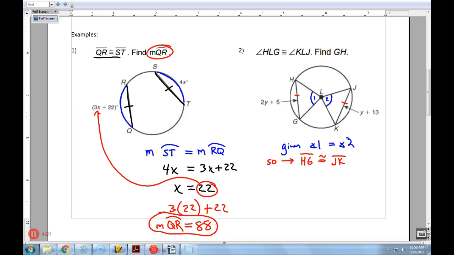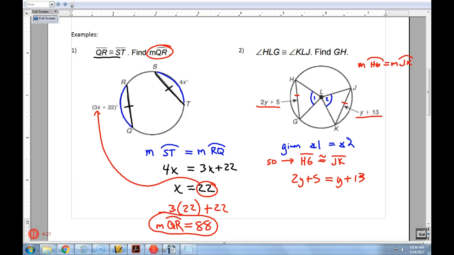And then I don't really need it, but I also know that the measure of arc HG is also equal to the measure of arc JK. That doesn't come up in this problem, but we're actually concerned about the chords. So let's do this. HG is 2y plus 5, and JK is y plus 13.